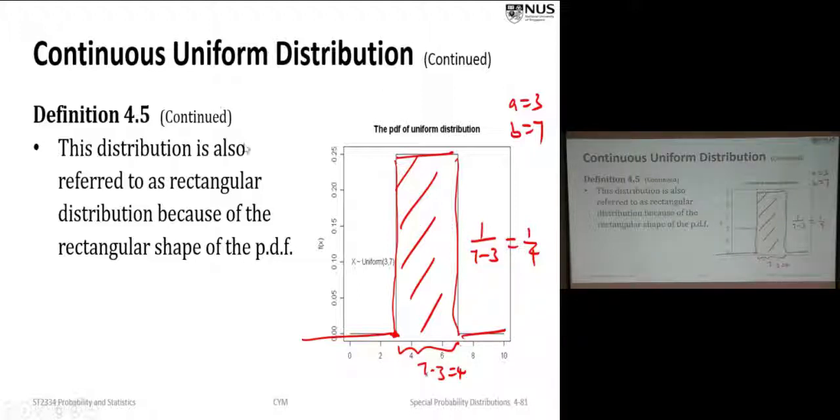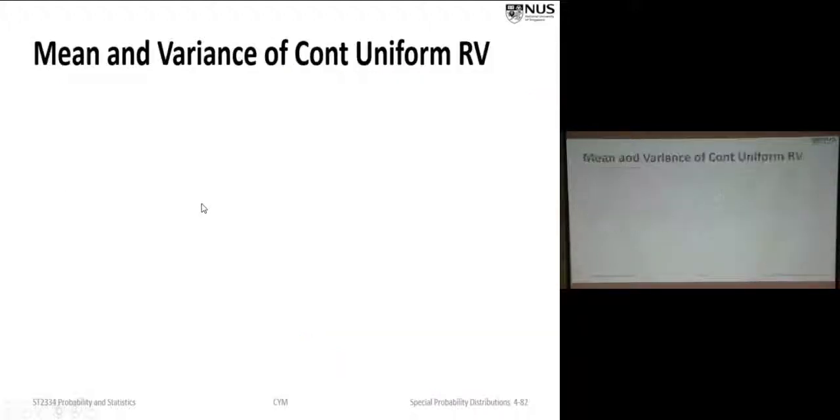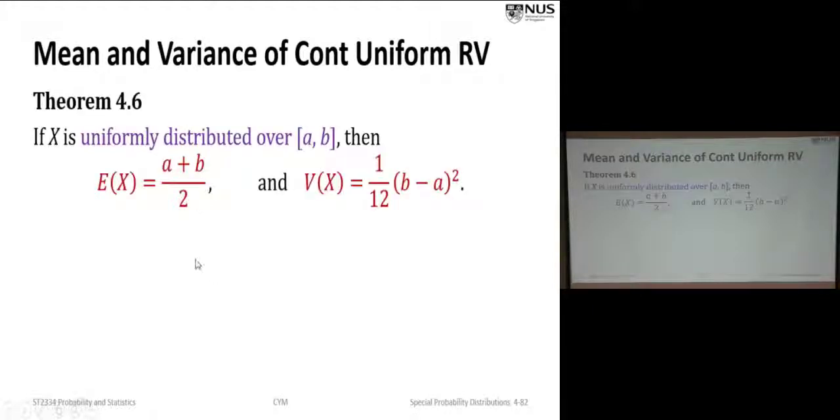So sometimes the continuous uniform distribution is referred to as the rectangular distribution, because the PDF looks like a rectangle. And what's the mean and what's the variance? We can work it out. The mean is very simple. It's the average of the two endpoints, a and b, while the variance is the difference between b and a, squared, and then divided by 12.